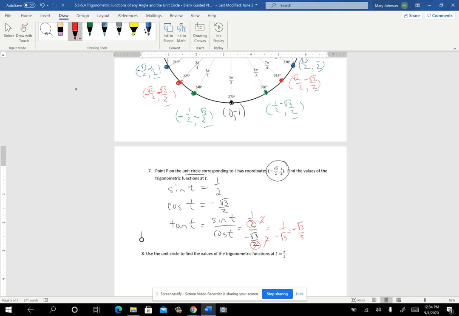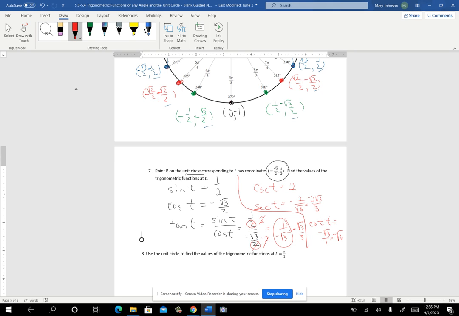All right, now if we needed cosecant of t, we would just flip 1/2 over, so that would be 2. If we needed the secant of t, that's the reciprocal of cosine, so that would be negative 2 over the square root of 3, and we would rationalize it. And then if we needed cotangent of t, that would be the reciprocal of tangent. I would do it from there. So that's going to be negative square root of 3 over 1, or just negative square root of 3. Okay.